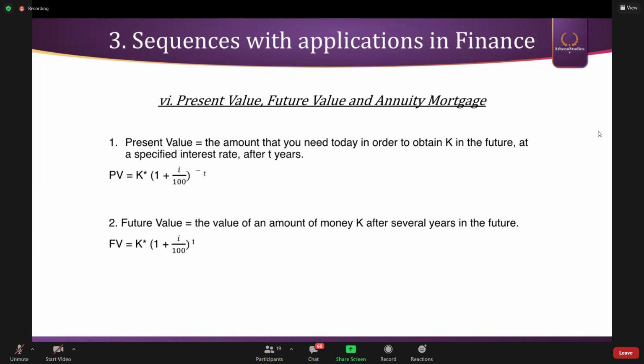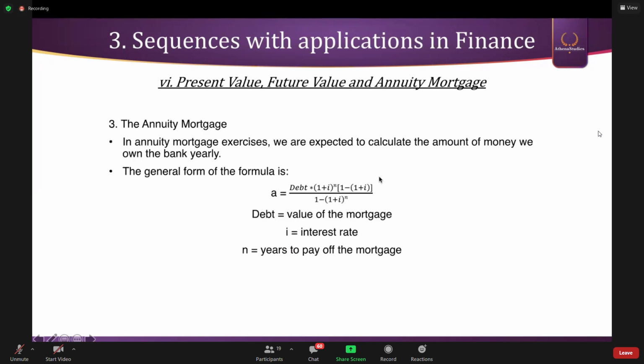Future value, however, is the value of an amount of money K after several years in the future. So I know I have K amount of money today, and I would like to see how much money I am going to make out of this amount in the future. Therefore, the only thing that changes from the present value to the future value formula is the power of the number of years. Here we had it to the negative, here we had it to the positive. Except for that, everything else stays the same.